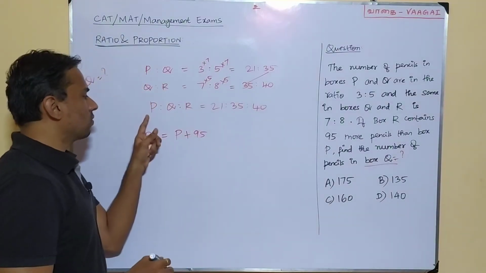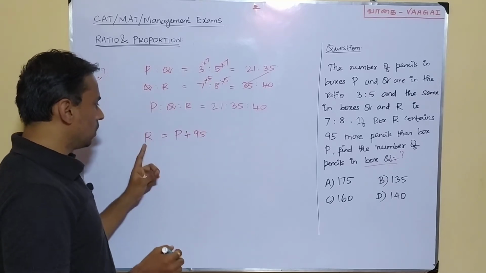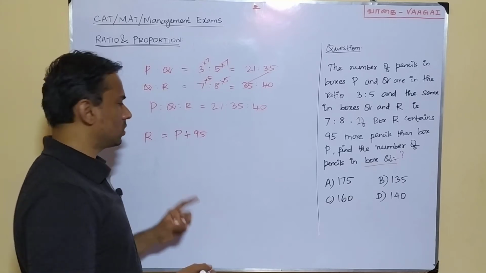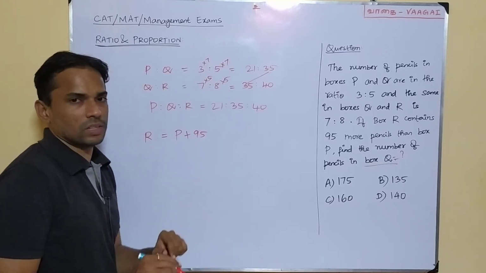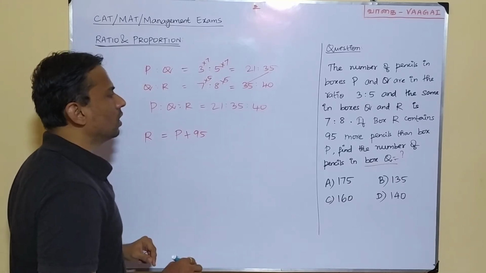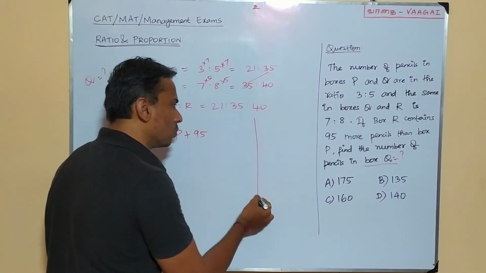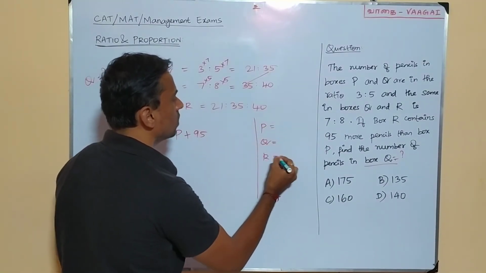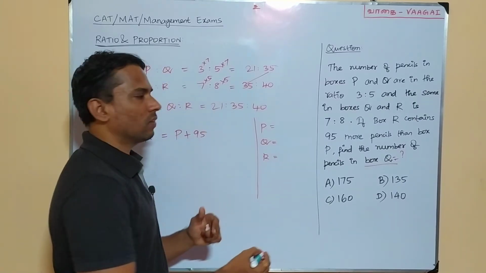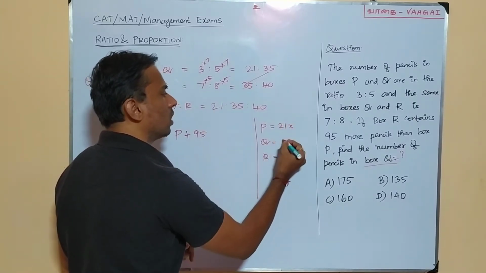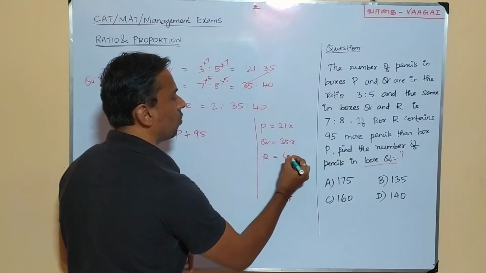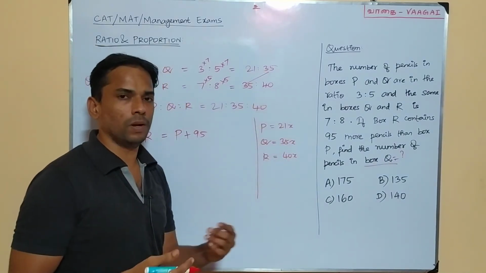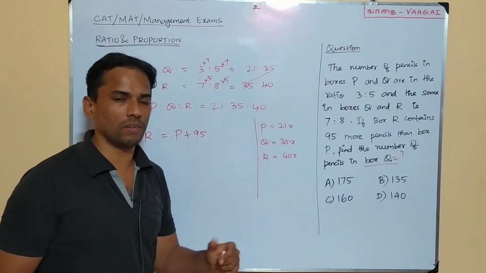See here, now we have compared, like how they have compared: box R contains 95 more pens than P. So the meaning is R is equal to P plus 95. That's it, right? So let's take the actual values of P, Q and R to be, since we have the ratio, 21x, 35x and 40x. We can do it like this, right? Because that x is going to be some multiplier. Once we solve it, we'll be able to get the value of x.